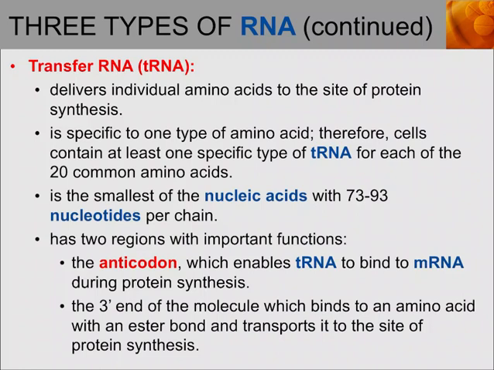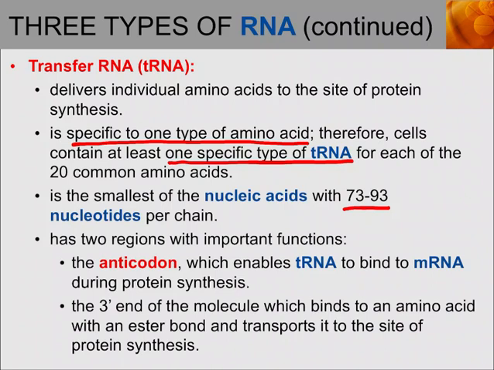Now, tRNA is specific to one type of amino acid, so cells will contain at least one specific type of tRNA for each of the 20 common amino acids. So each amino acid has its own specific transfer RNA that can deliver it to where a protein's being synthesized. Now, tRNA is the smallest of the nucleic acids, so it only has 73 to 93 nucleotides per chain. And this is relatively small compared to, for instance, some DNA.